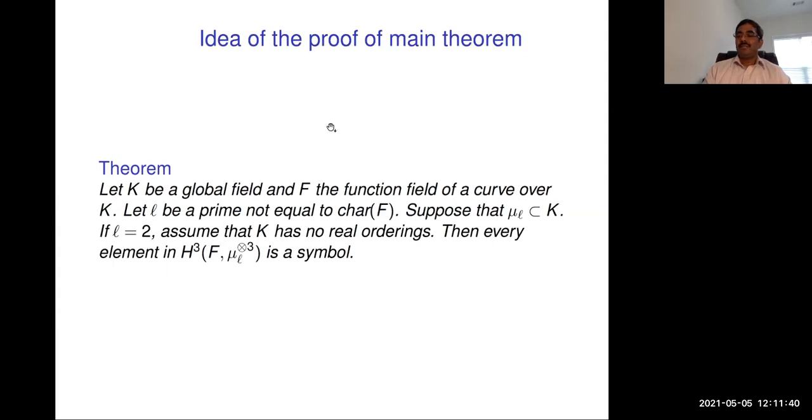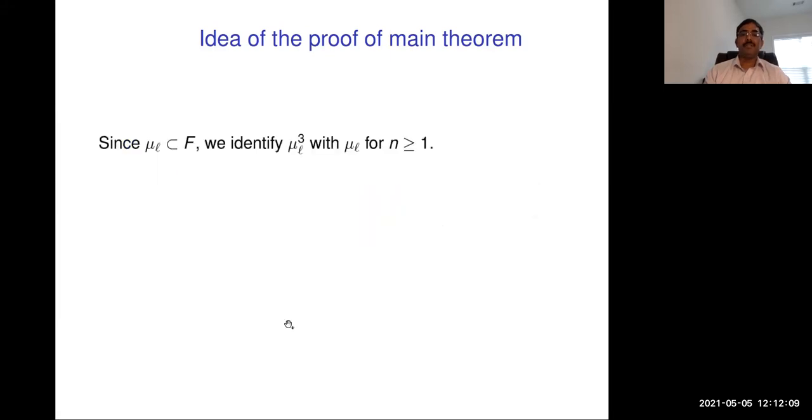So now let's come back to our main theorem, which we want to give a proof of. We start with a global field K, and F is a function field of a curve over K, and L is a prime not equal to the characteristic of F. Suppose that μ_L is contained in K, and if L equals 2, assume that K has no real orderings. Then every element in H^3(F, μ_L^{⊗3}) is a symbol. Okay, so this is our main theorem. So let's see how we prove it.